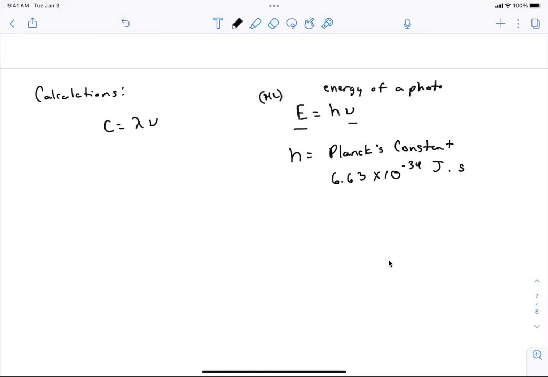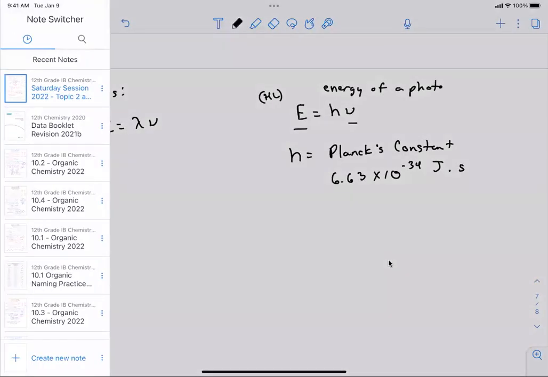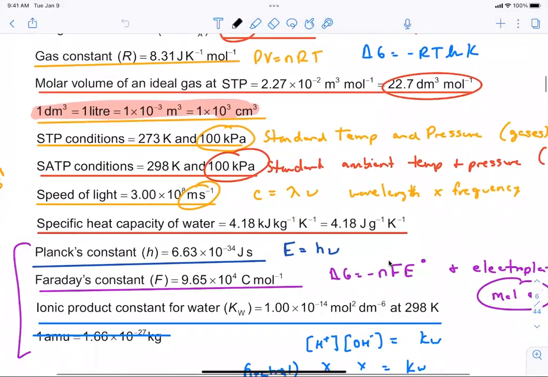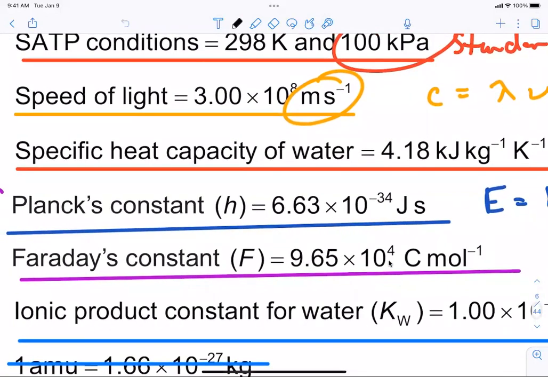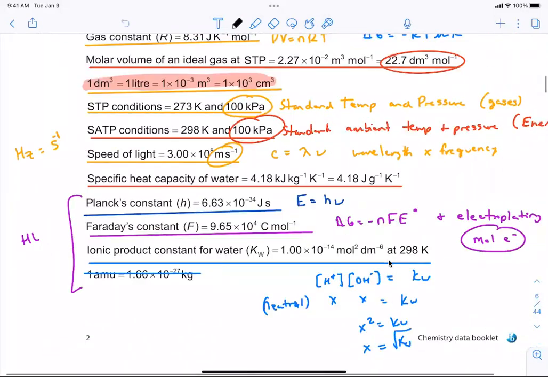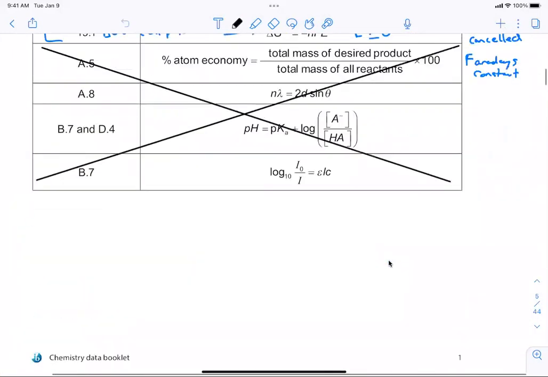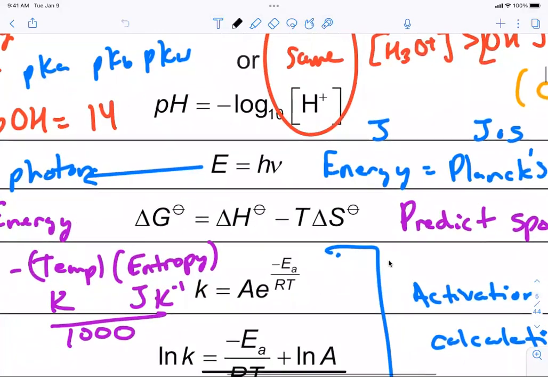Is that in the data booklet? Yes, it is in the data booklet. That's a good question. It is listed in this section right here: Planck's constant h, 6.63 times 10 to the negative 34 joules times seconds. They do give you the formula as well. In 12.1, it's right here, E equals h nu.